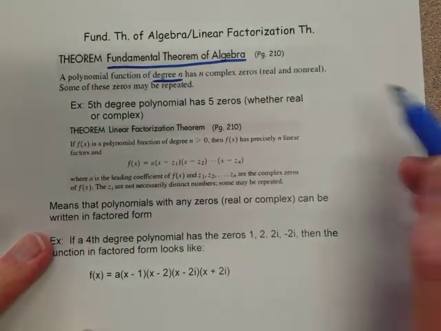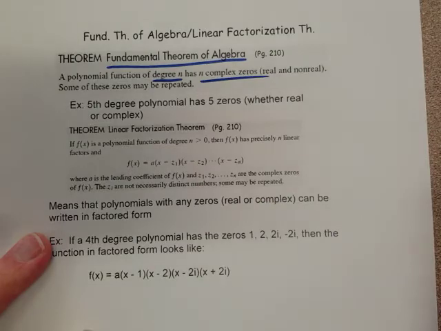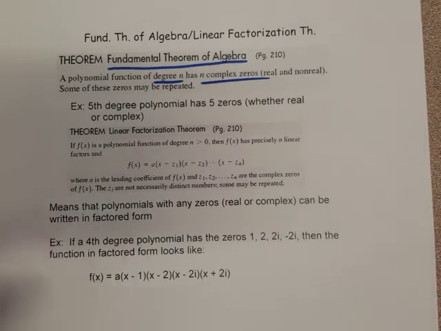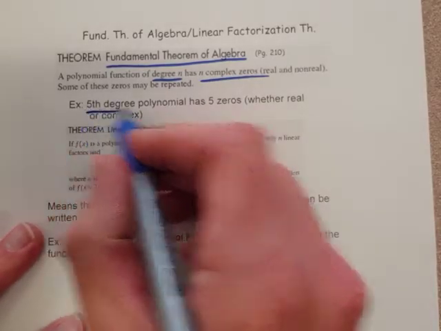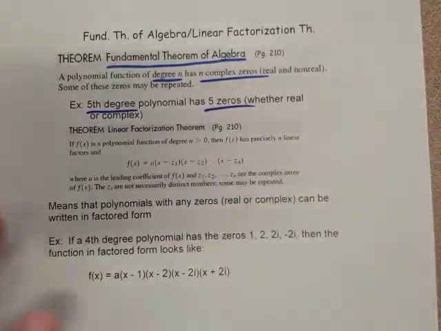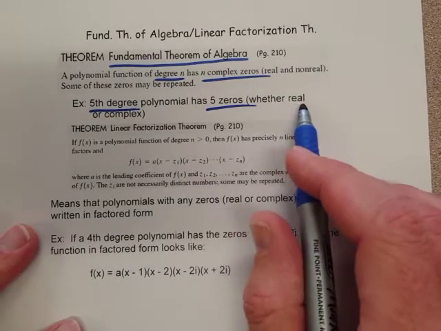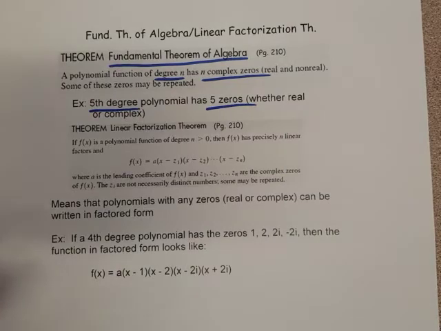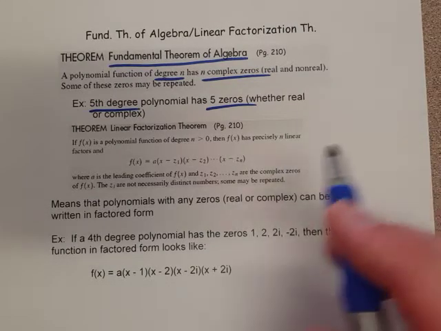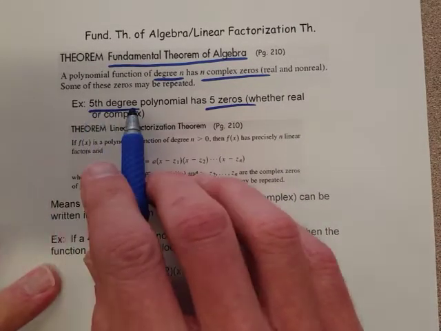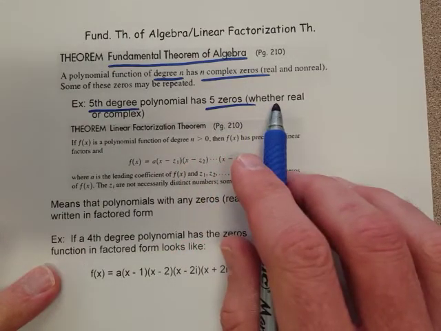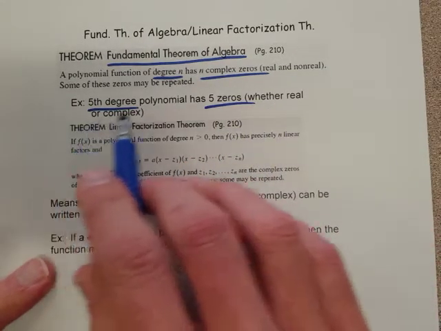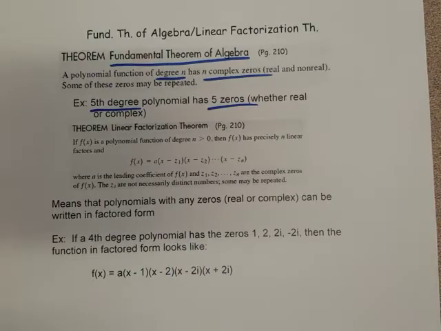Here's what the fundamental theorem of algebra says: a polynomial function with degree n has n complex zeros. So what that essentially means is if it's got a certain degree, that's how many zeros it has. For instance, a fifth degree polynomial has 5 zeros, and that's going to be whether they're real or complex. We're going to talk more about complex or imaginary zeros in a little bit, but just know that if it's got a fifth degree, it's 5 zeros or 5 solutions. If it's sixth, it has 6, and so on.